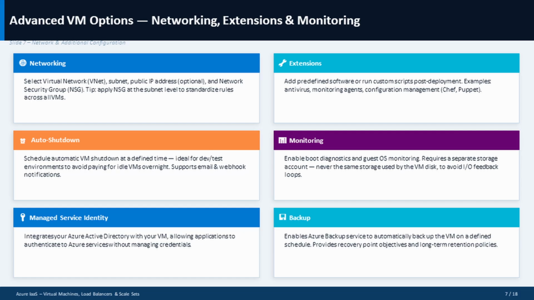The Advanced Options blade also includes networking, extensions, and monitoring settings. For networking, you select the virtual network and subnet you want your VM to join. Assign a public IP address if needed, and optionally apply a network security group. A best practice is to apply the NSG at the subnet level rather than on individual VMs. This ensures consistent, standardized rules across all VMs on that subnet and simplifies management.